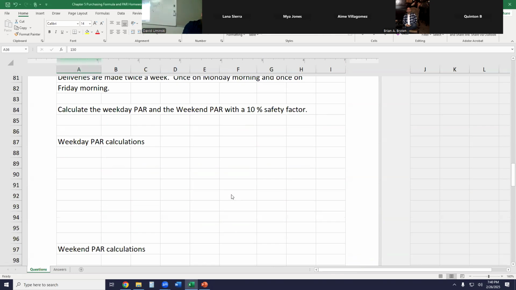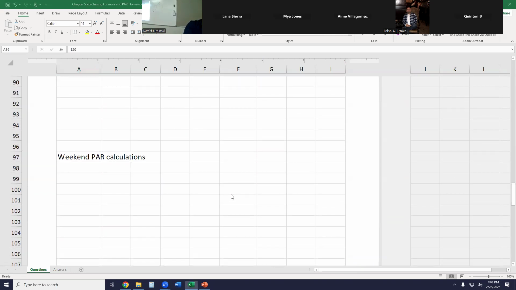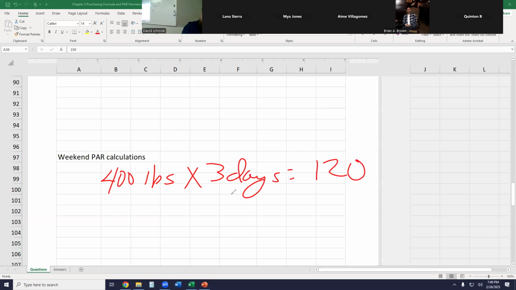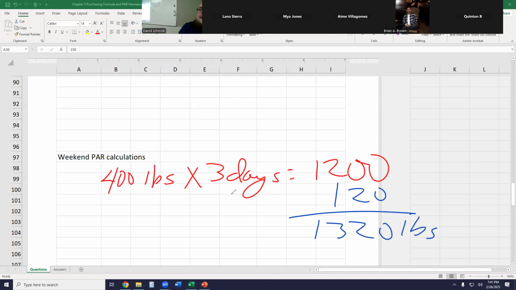All right, so now let's go to the weekend. What does it say we use on the weekend? 1,200. So 400 pounds per day times 3 days, Friday, Saturday, Sunday, is 1,200. What is 10% of 1,200? 120. So 1,320 pounds is our weekend par.